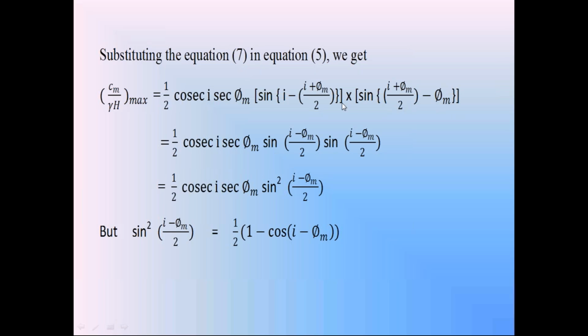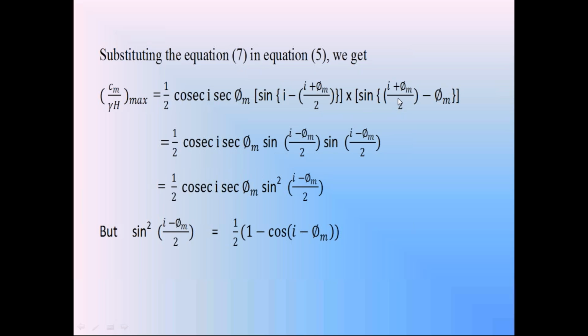Simplify these two terms on the right hand side. Take this 2 as LCM in the first term. When I take this 2 as LCM, in the numerator it is 2i minus i minus phi m, which is i minus phi m. This is the first term. So here the right hand side is half into cosecant i into secant phi m into sin (i minus phi m) by 2. This is the simplification.